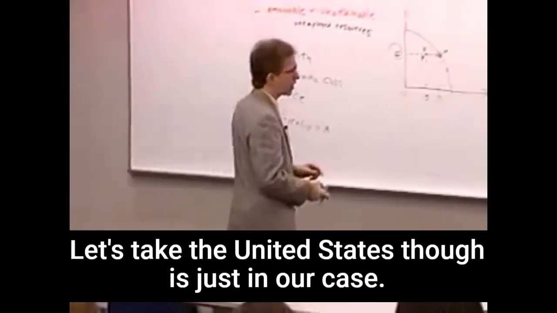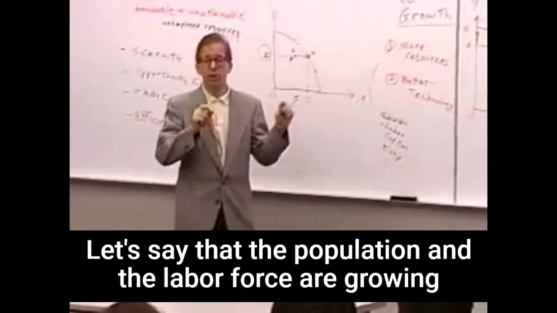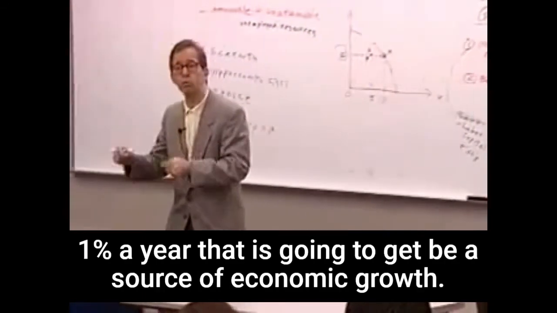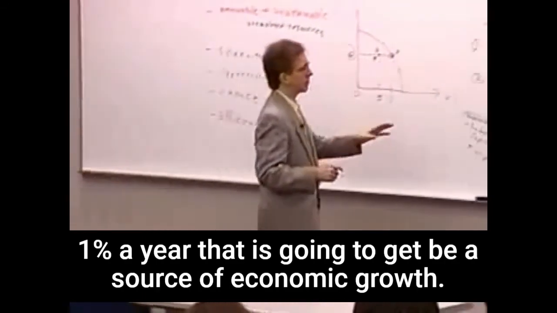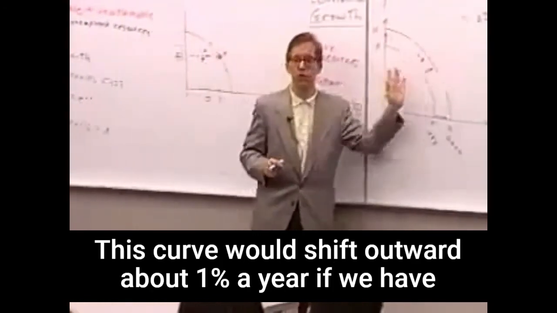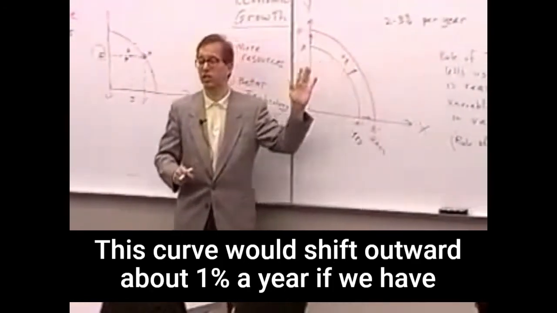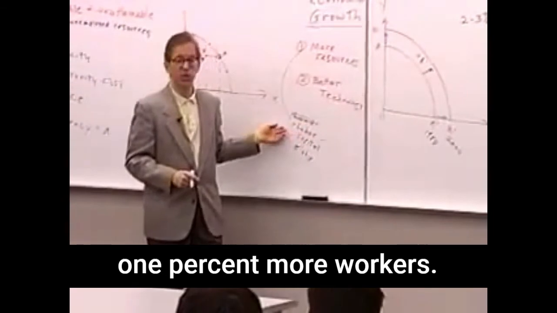Let's take the United States, though, just in our case. Let's say the population and the labor force are growing 1% a year. That is going to be a source of economic growth. This curve would shift outward about 1% a year if we have 1% more workers.